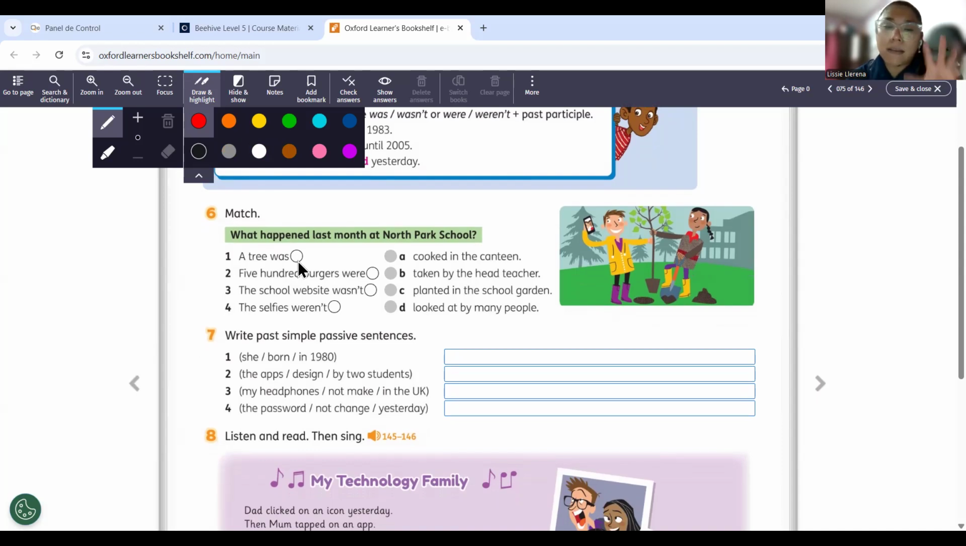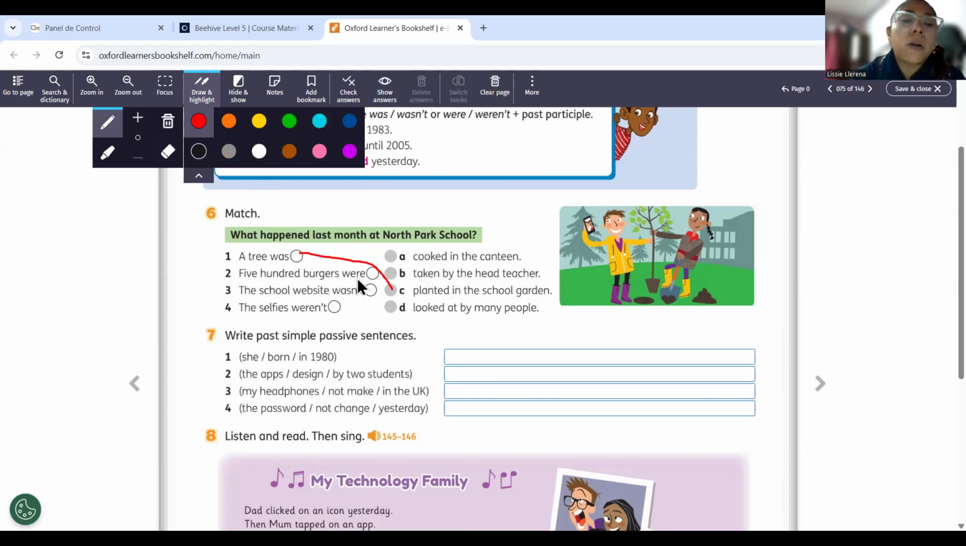Okay, I will give you guys 2 minutes to do this exercise. Actually, it's too much. I think 1 minute is more than enough, and then we are going to check the exercise together, okay? So it says a tree was, after they develop everything. A tree was what? A tree was planted in the school garden. Yes, a tree was planted in the school garden. Okay, one more time. We're gonna do it.